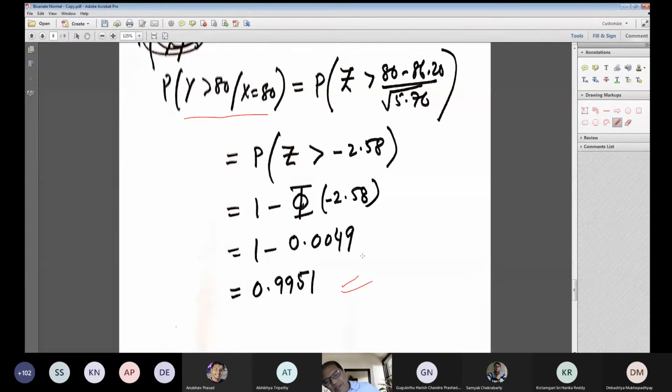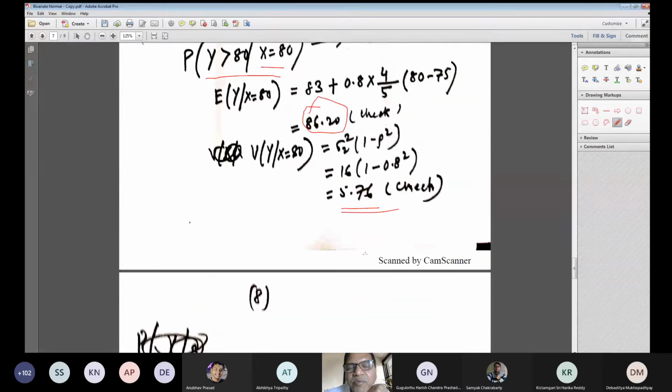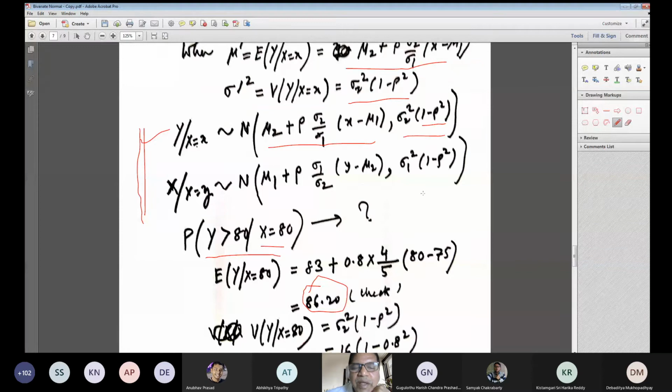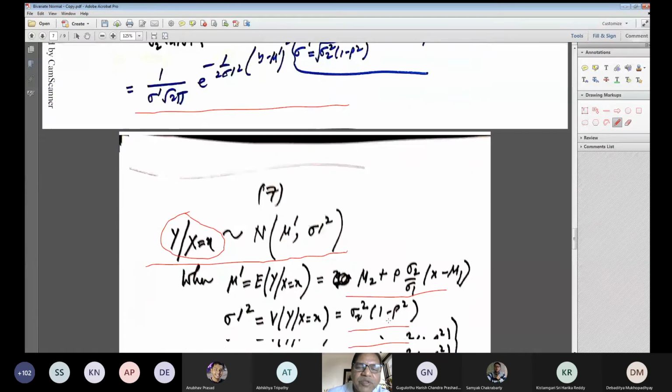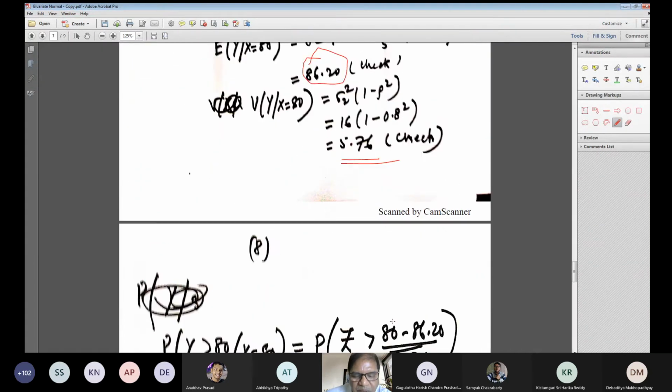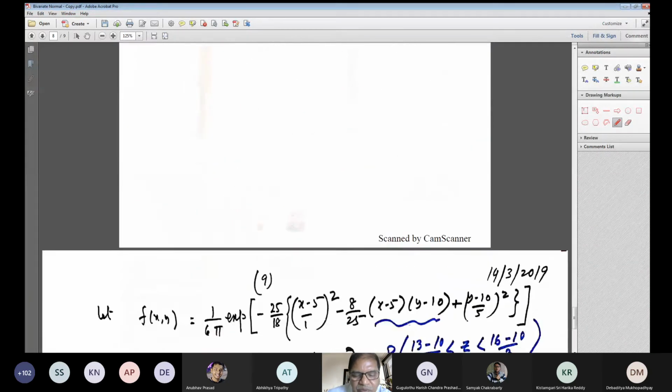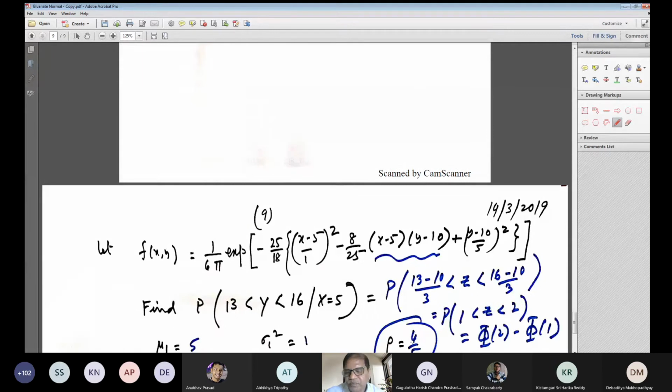Yes, sir. Okay, so basically in any numerical problem, you have to remember these two results: the conditional distribution of y given x, and x given y. Sometimes you can remember the forms also. Another problem I am going to show you here.